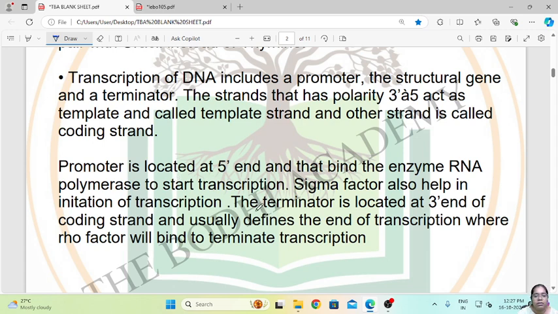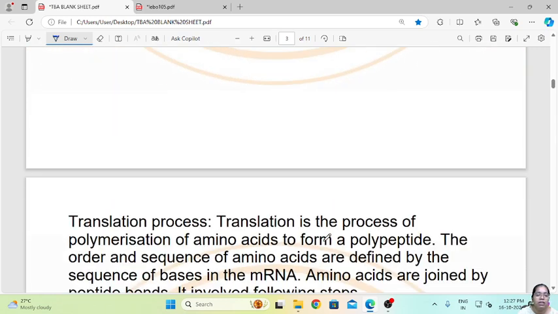The terminator is located at the 3' end of the coding strand and is usually defined at the end of transcription, where the rho factor has to bind to the terminator site so that the termination of the transcription process happens in the DNA.